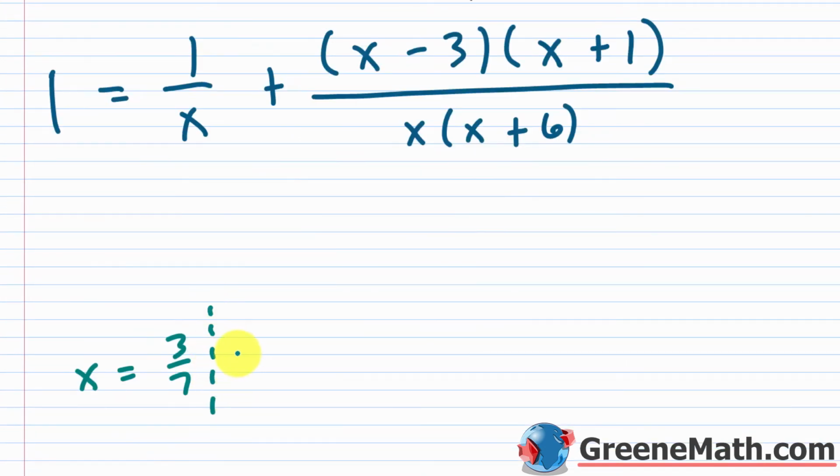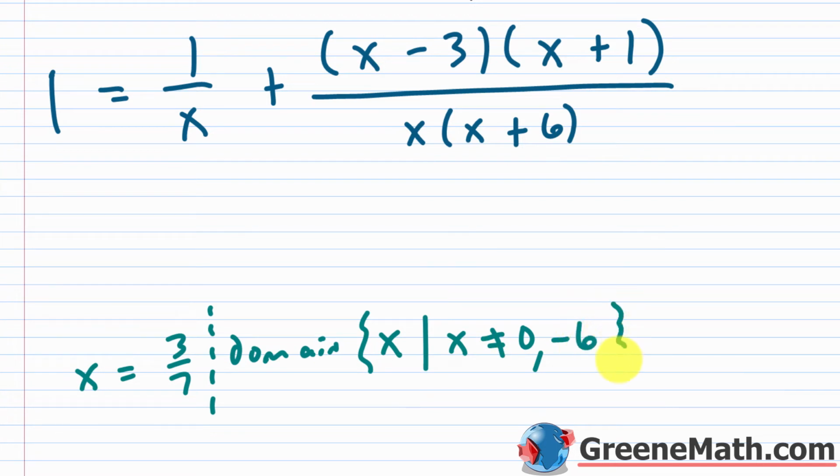Okay, so coming back, let me say my domain is what? The set of all x such that, well, here you have this x, right? So x can't be 0, so x is not 0. And then additionally, you would set x plus 6 equal to 0. You'd solve that, and x can't be negative 6. So x can't be 0 or negative 6. So again, set of all x such that x is not 0 or negative 6. That's your domain. And so 3/7 does not violate that, right? We're in the domain, so we're good to go there.